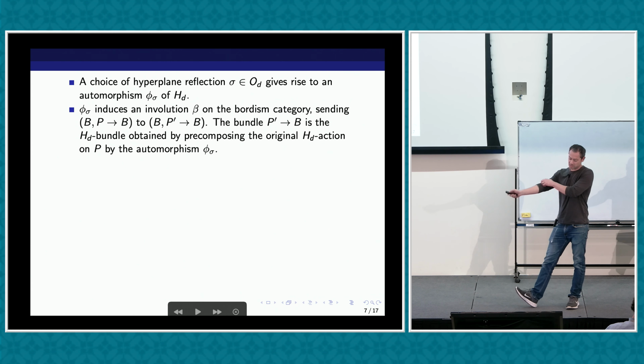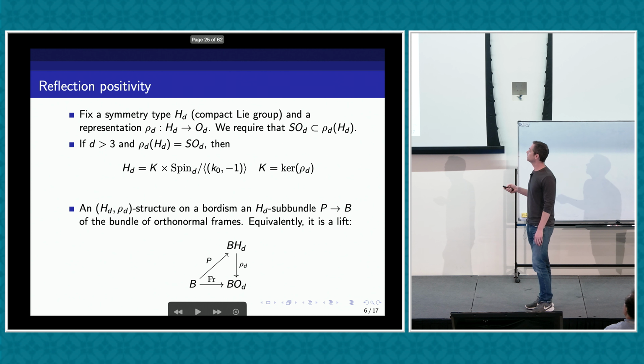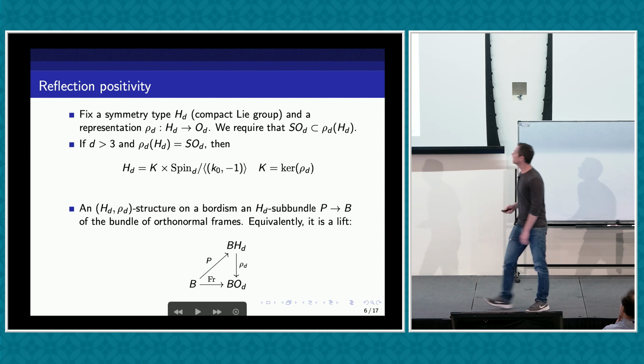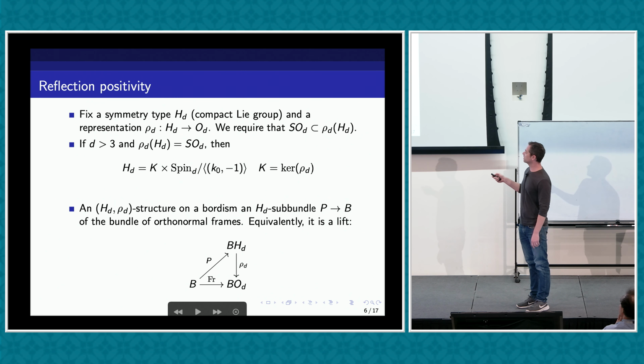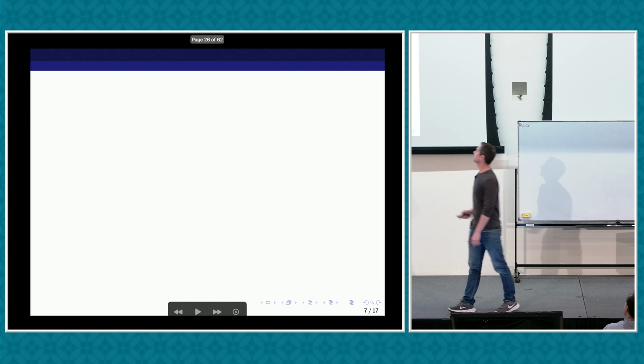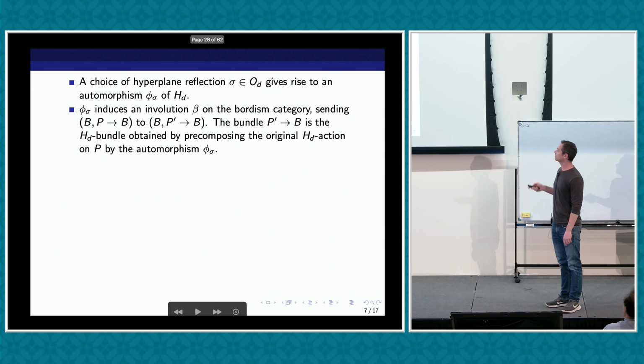So if you fix a hyperplane reflection, then there's a corresponding automorphism of H_D. What is the automorphism of H_D? Well, here's H_D. You take your reflection and lift it to Pin+, the double cover of O_D, and then you act by conjugation on the spin factor here. Since sigma was a reflection, this is a Z2 action. It squares to the identity. So that's this automorphism here.